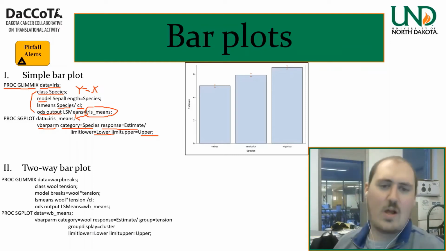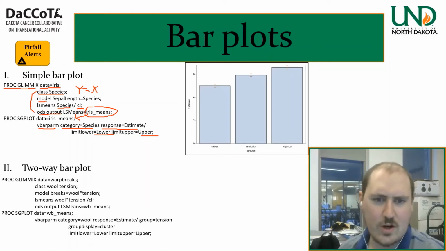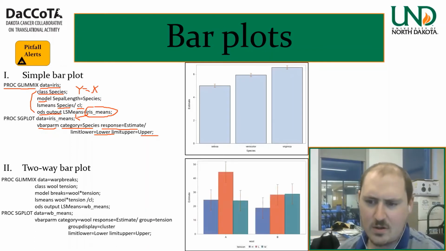Two-way box plot, I'm gonna go through this a little quicker now, is pretty similar. It'll eventually give us this, but we have proc limits. Now, since it was two-way, we're gonna need to have two different categorical variables. Our model is gonna be the interaction between wool and tension. So that interaction is this asterisk. Our lsmeans needs to have both of them.